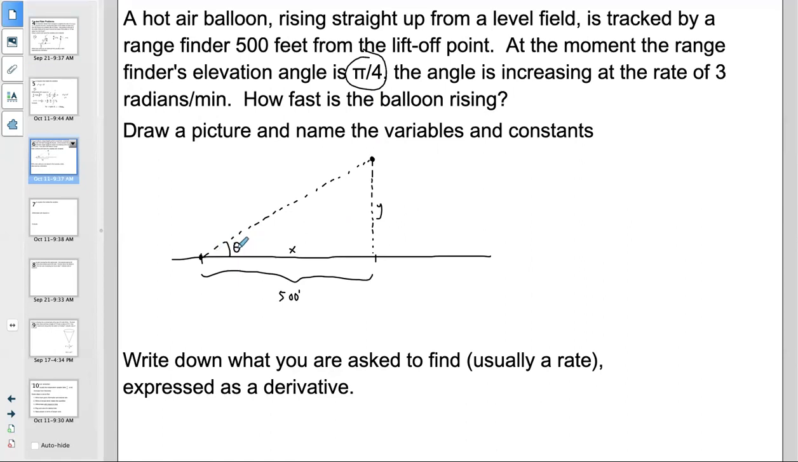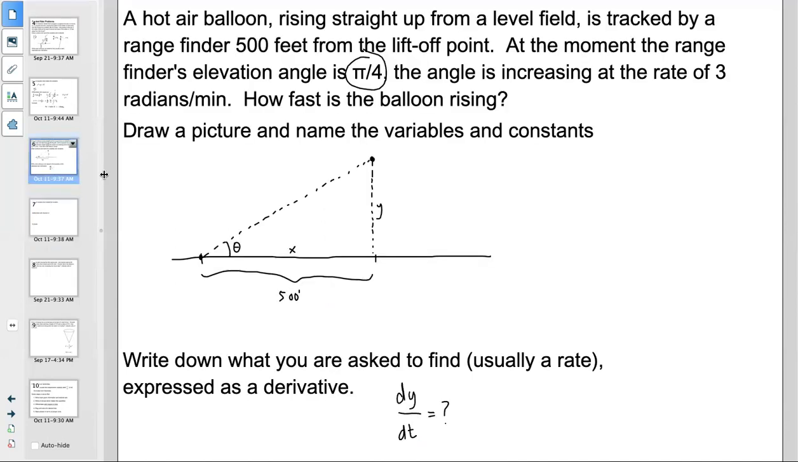This is changing with respect to time. So it's not technically a constant. And so even though this is here, you don't want to plug it in until the end. What am I asked? Also, this 3 radians per minute, we'll talk about that in a minute. What am I asked to find? Oh, how fast is the balloon rising? So the way I drew this picture, that would be dy dt. I'm trying to find that. I don't know what that is.